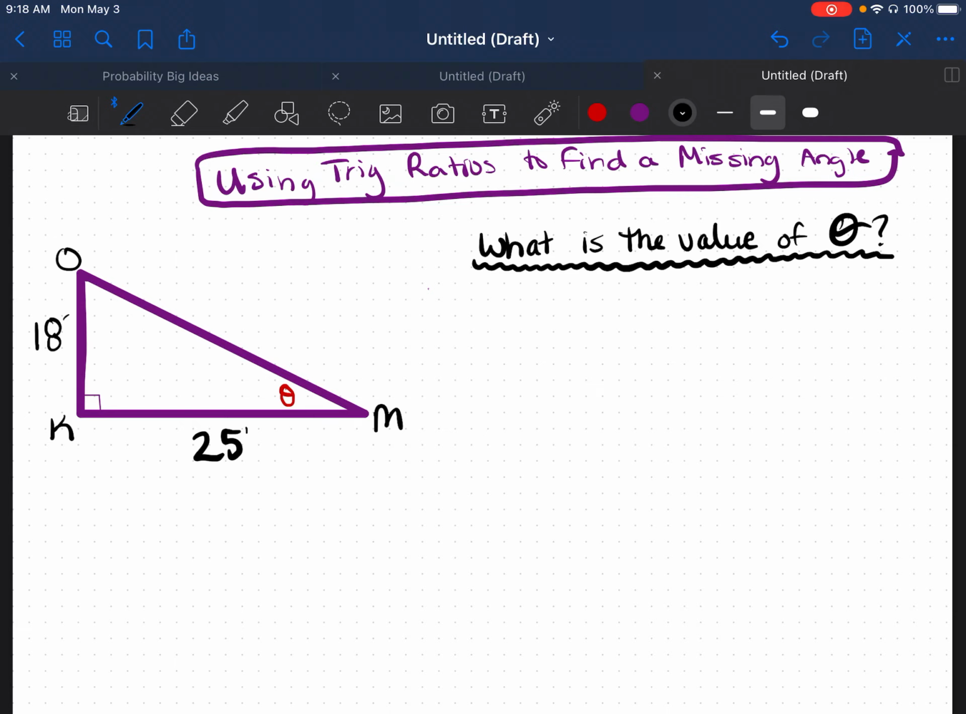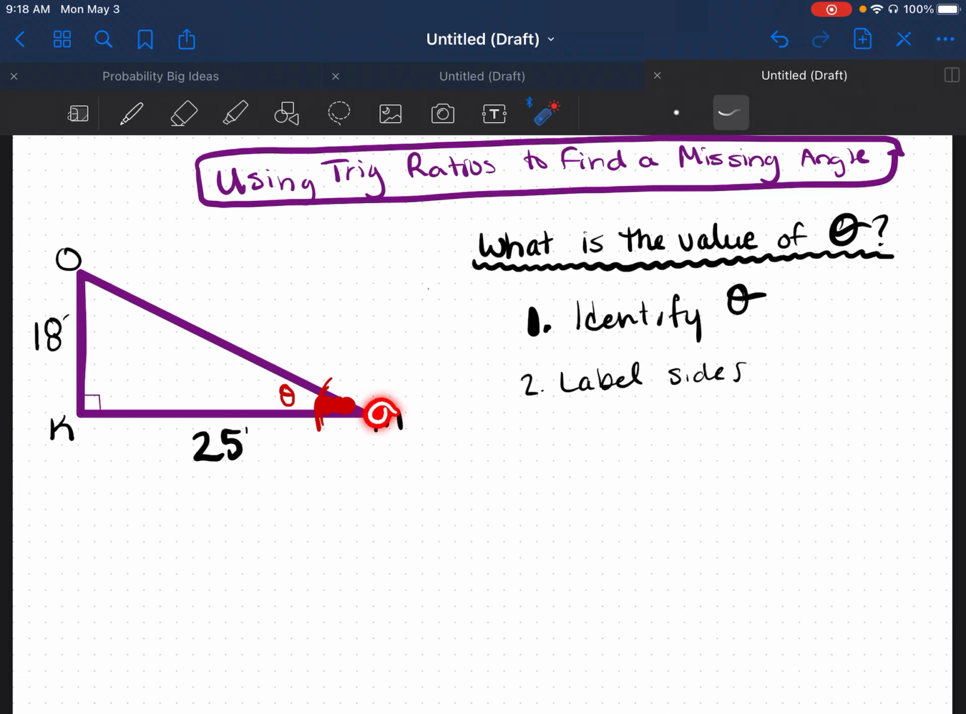And so to set up this problem, the first thing I'm going to do is identify my theta. So I have done that here. This is my reference angle. That is my reference angle, and that is how I'm going to do my second step, which is label my sides.